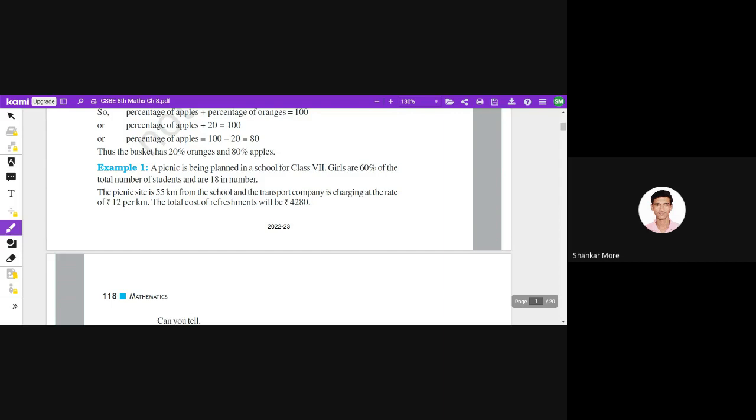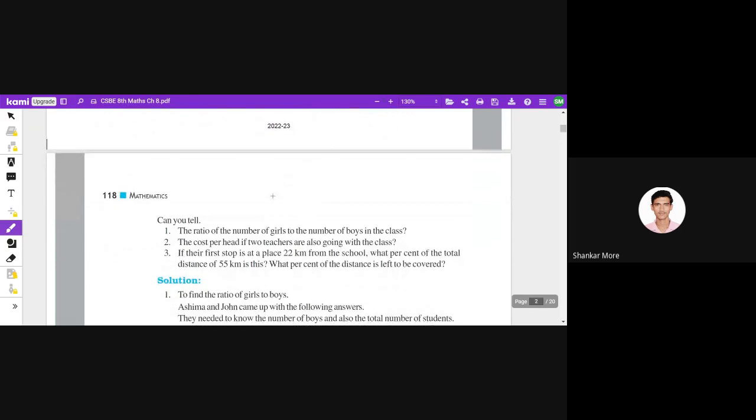10% means 3 students, so 40% is 12 boys, right? So 18 are girls and 12 are boys. Altogether they are 30 in number, right? So now we have to write this in the percentage.